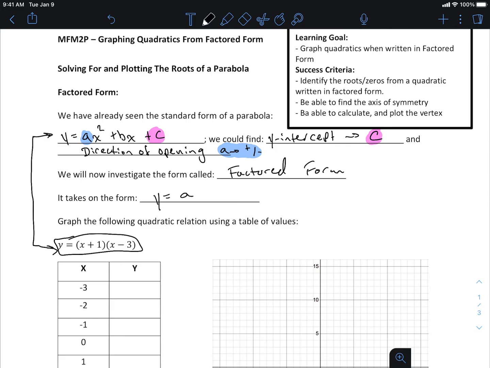There's still an a value, it's the same a value, and it still tells you if it's going up or down, but then you have x minus a number times x minus another number, okay? And just to show you a nicer version of that, once we fill in the numbers, this is what it looks like, with an a value of 1. Okay, does anybody have any questions so far? So you can see what we've been doing.